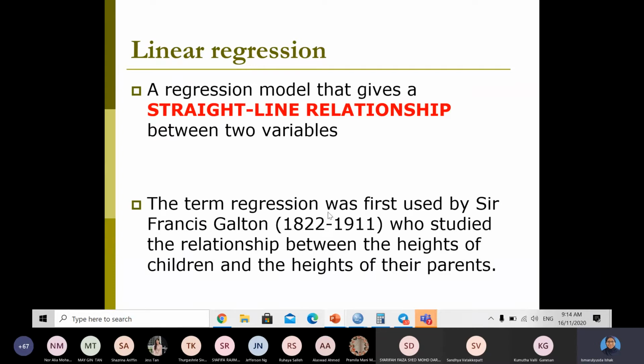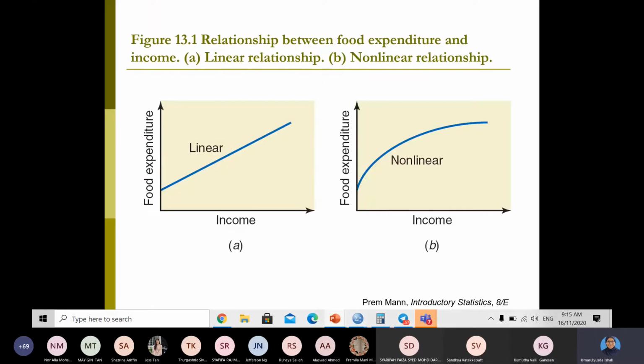Linear regression is a straight line relationship between two variables. The term regression was first used by Sir Francis Galton, who studied the relationship between the heights of children and the heights of their parents. So this is linear. If you plot Y and X, food expenditure and income, and you get this line, this is a linear relationship. But if you get this line, this is a non-linear relationship. So actually you have to plot a line before you run the regression. If it shows non-linear, you cannot use regression analysis.